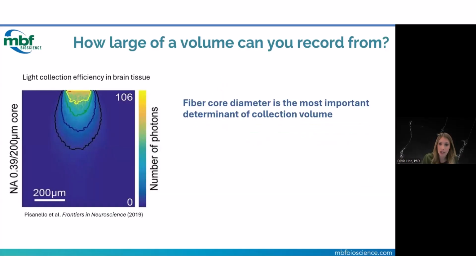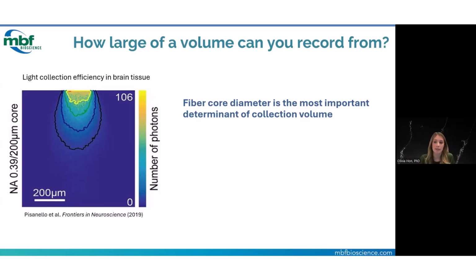A really common question that I get is how many cells are you actually recording from with photometry? There have been some really helpful studies done lately that have tried to assess this. What you're looking at on the left is an image of light transmission within brain tissue. This is accounting for scattering that takes place when you put light into brain tissue. What you're looking at is the collection efficiency as a function of distance from the fiber. The fiber tip in this case would be right at the top of the screen. What you can see is that the strongest signal is collected right at the bottom of the fiber, and it diminishes pretty quickly with distance.